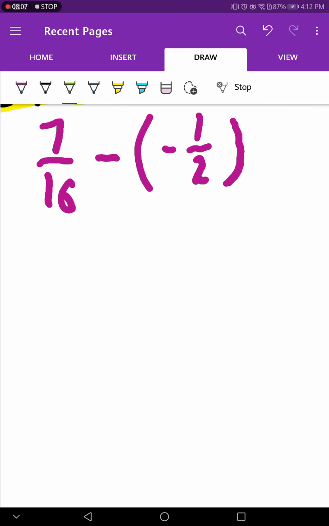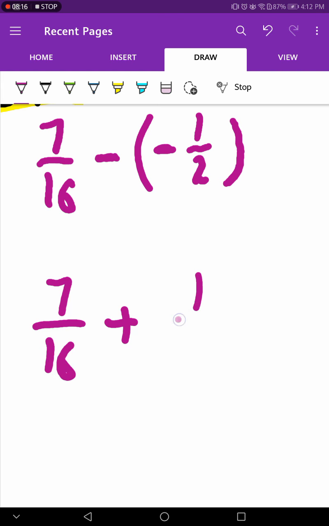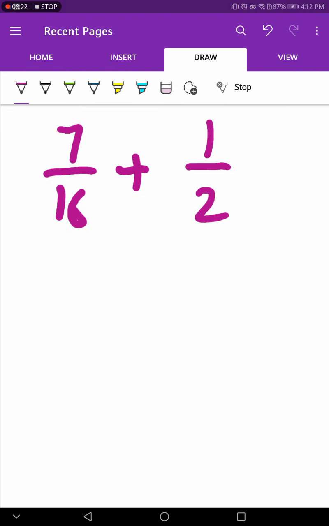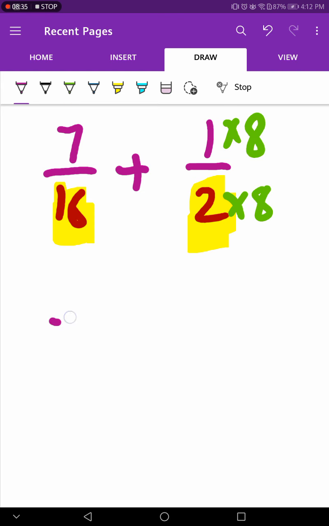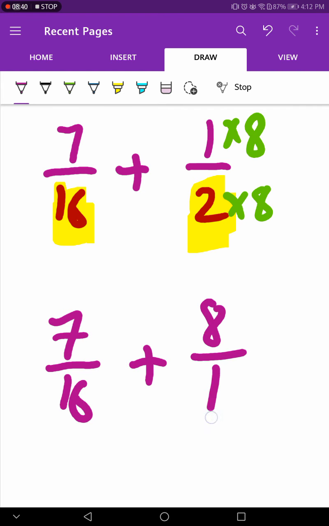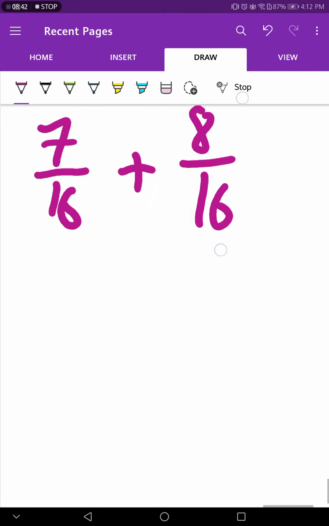Here, before doing anything, look, we have a double minus here, so it will be addition. So it will be 7 over 16 plus 1 over 2. Now we move to the second problem: the denominators are different. So the 2 by 8 and the 1 by 8 also. So we have a new question which is 7 over 16 plus 8 over 16, which equals 15 over 16.